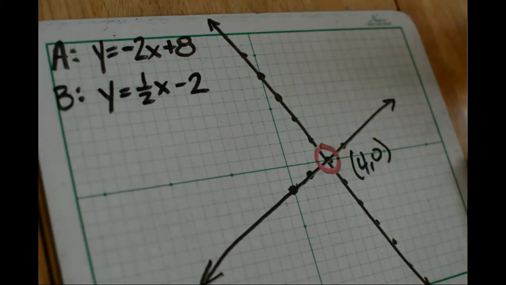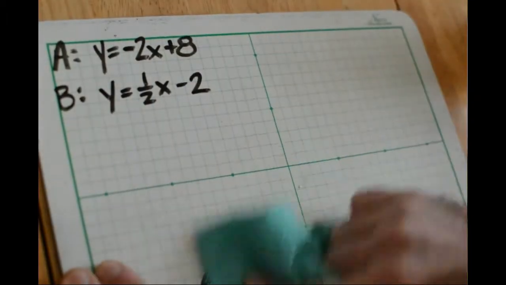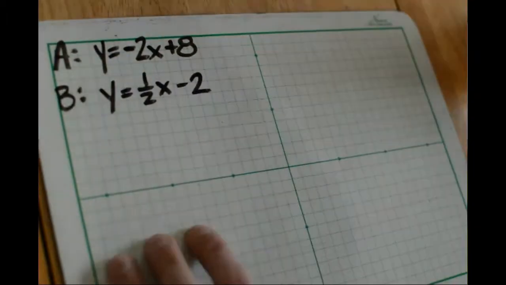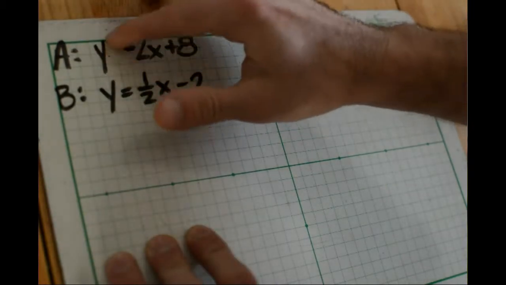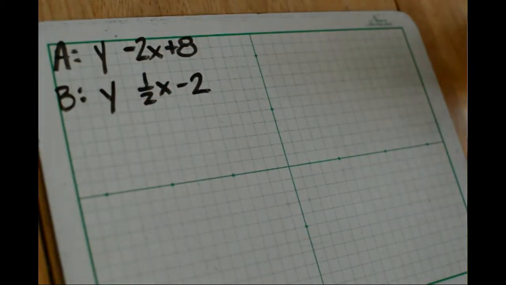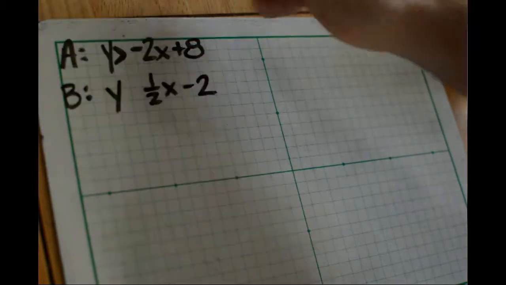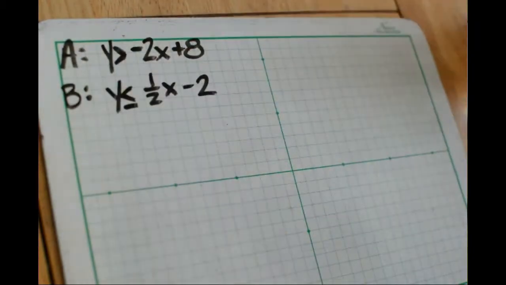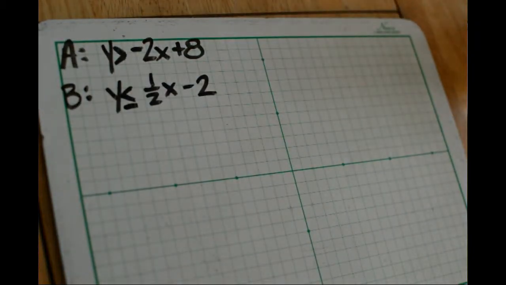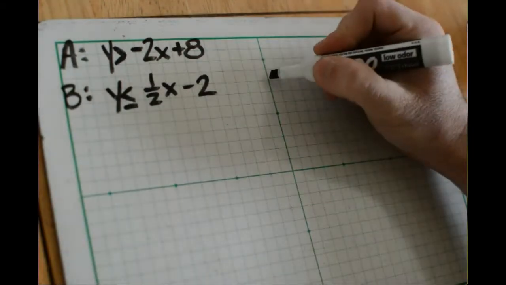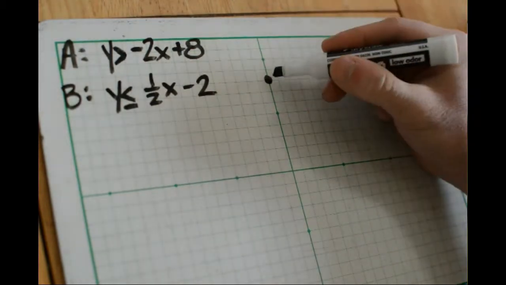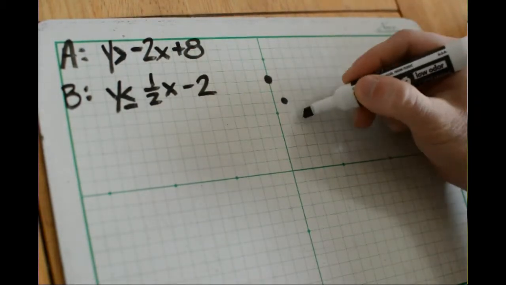Now if we change this up, and rather than looking at equations, think of them as a system of inequalities, we're going to look at really the same sort of idea, graphing these two inequalities and finding out where their solutions intersect. So let's make that a greater than, and let's make that one a less than or equal to. The first inequality is y is greater than negative 2x plus 8. So our y-intercept is positive 8, and the slope is negative 2, so right 1, down 2, right 1, down 2.